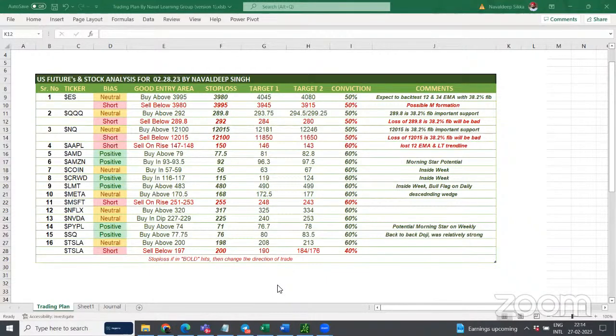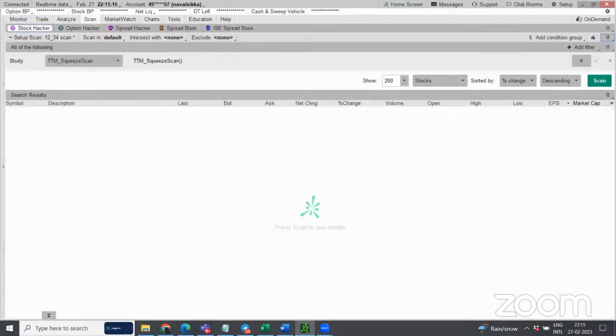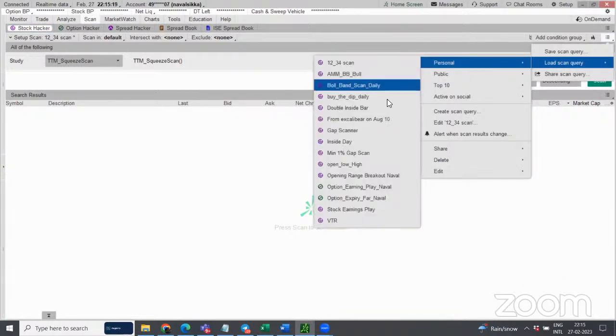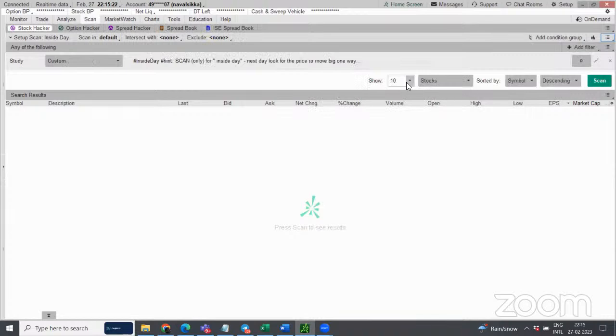So guys, today market was choppy to some extent, was volatile to a certain extent, but all in all, we are at the same important juncture, 3995, where we need to find whether we are going up or going down. So let's start from the scans. I'm again going to follow the inside day scan just now, because I don't want to go any heavier.